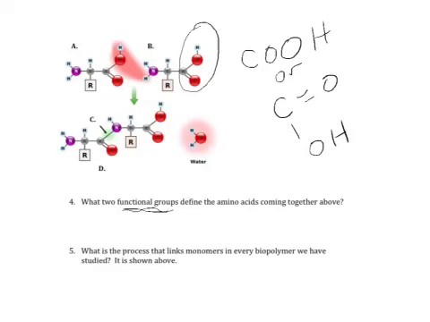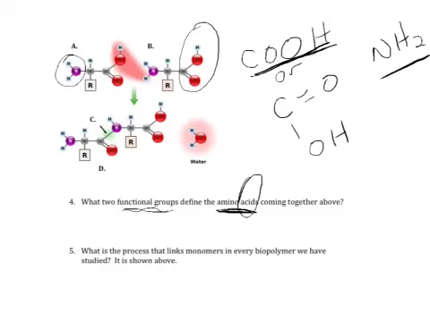The other functional group that helps define an amino acid, remember, it's an amino acid. This is a carboxylic acid group, so that gives it the acid name of the amino acid. The amino group is the NH2. NH2 is an amino group, and that's where amino acids get their first name. So the amino acid comes from the amino group, and the acid part of the amino acid comes from the carboxylic acid group.